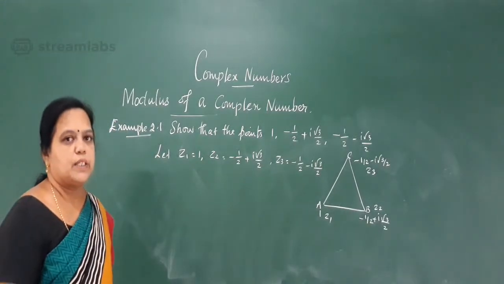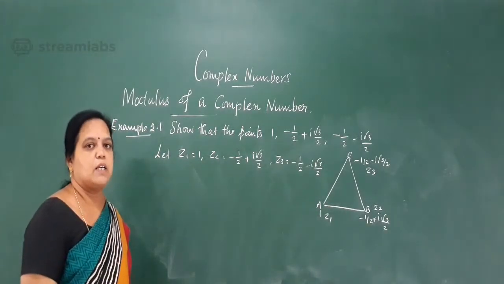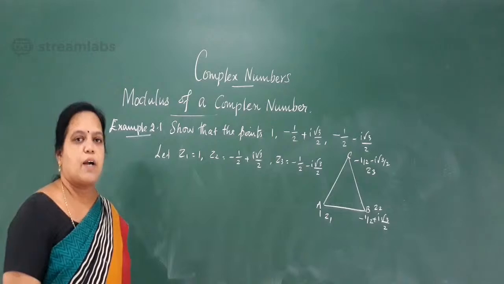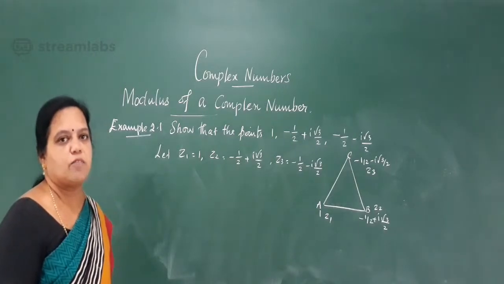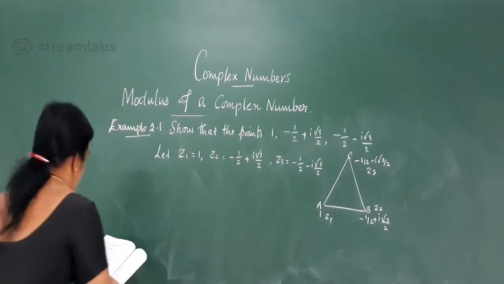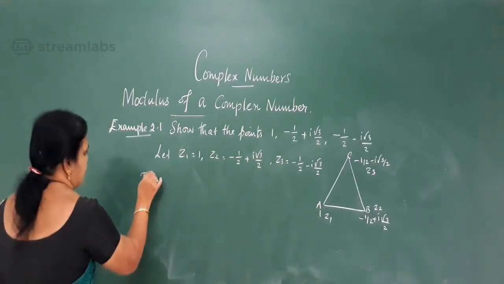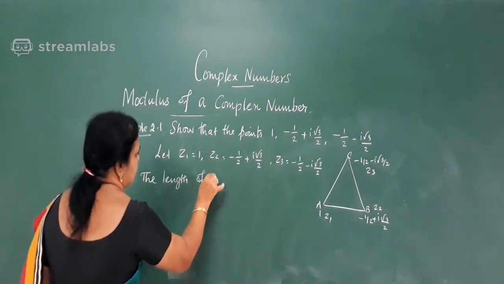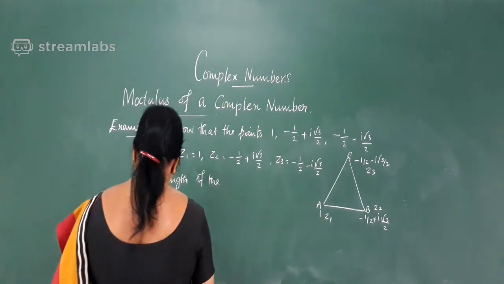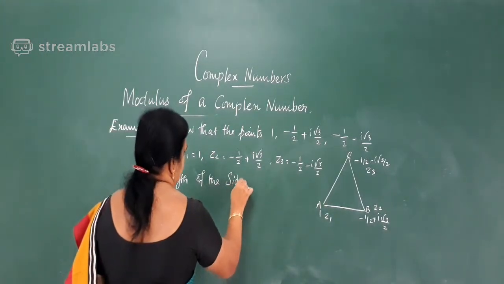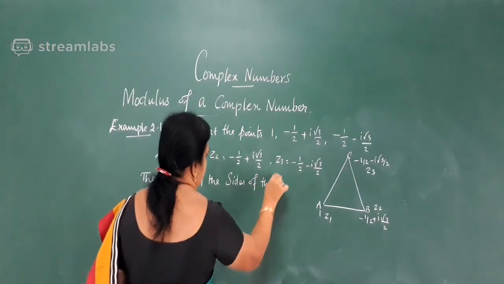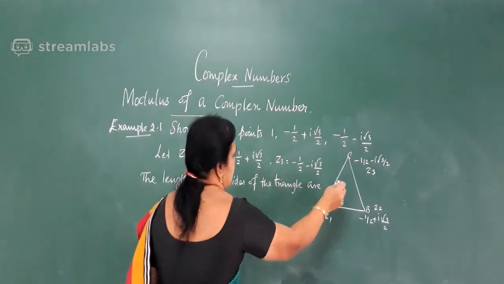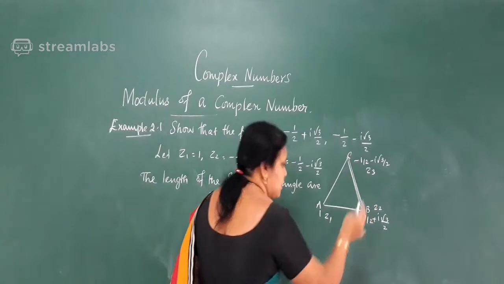Suppose we have to show that the given vertices make an equilateral triangle. We have to find the distances. If the values of the distances are the same, it is an equilateral triangle. We have to find the length of the sides of the triangle. The length and the distance are equal.